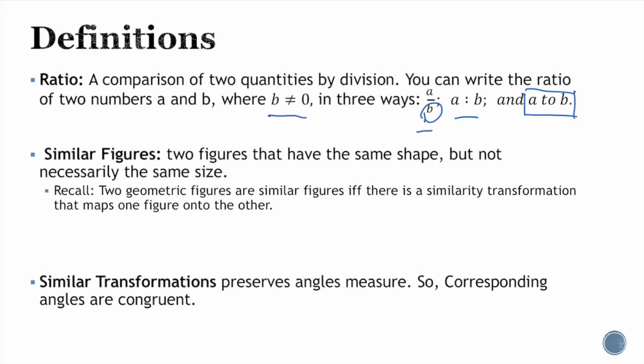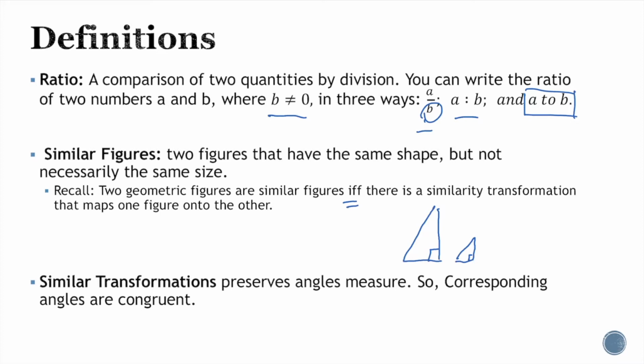Similar figures are 2 figures that have the same shape but not necessarily the same size. So again, if you think about our dilation, we started with a triangle and multiplied it by a scale factor to reduce my triangle. These figures are similar but not congruent. So if you recall, figures are similar if and only if there is a similarity transformation that maps one figure onto the other. Essentially what I just said about my scale factor.